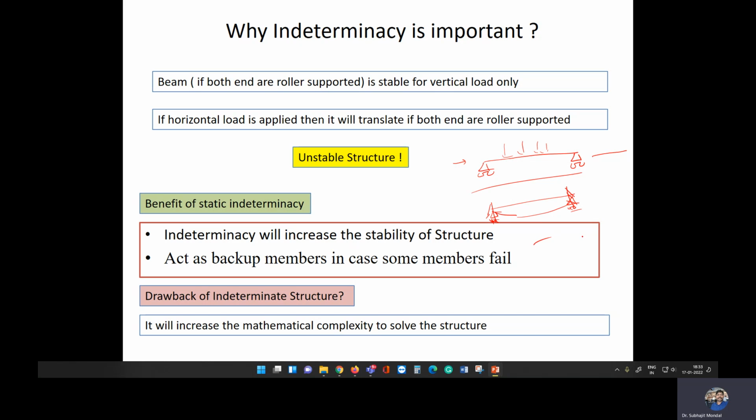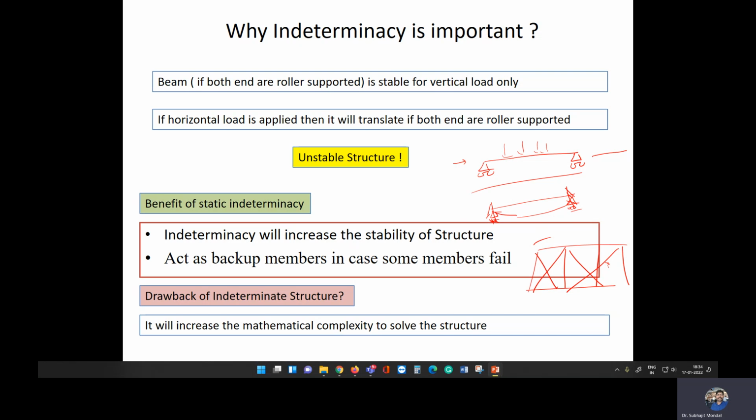And second is that it also works as a backup member. For example, a truss member. We have a truss where there are many members connected. In some cases, if a member fails, then the indeterminate member will work as a backup member, and that member will now carry some load. Basically it is increasing the stability of the structure, as well as working as a backup member if some member fails.